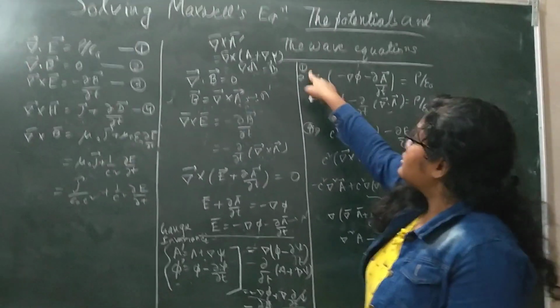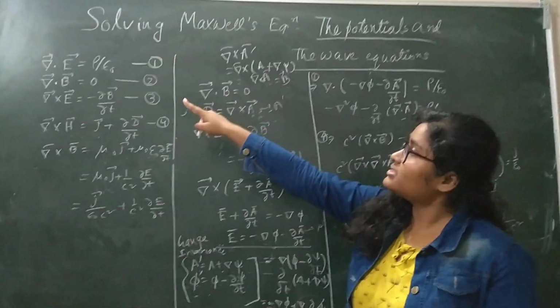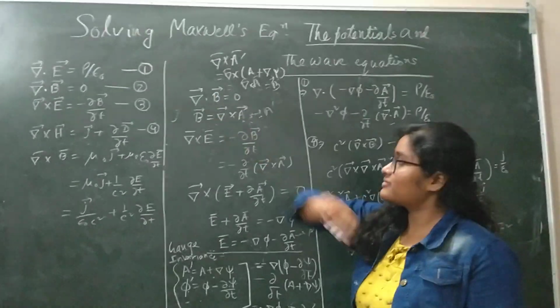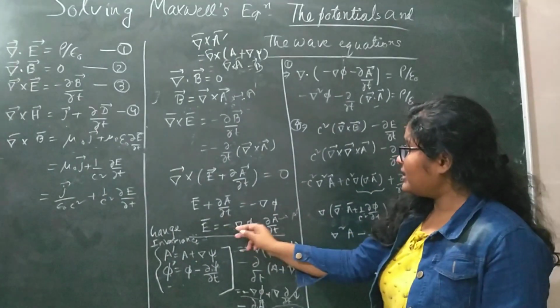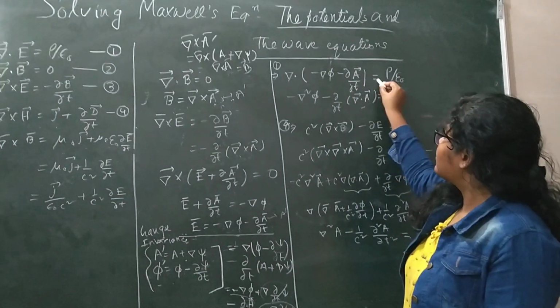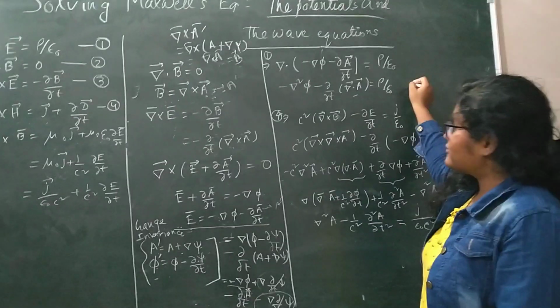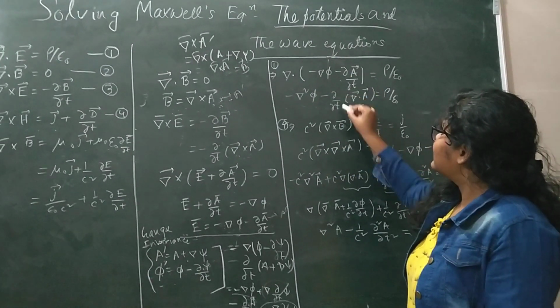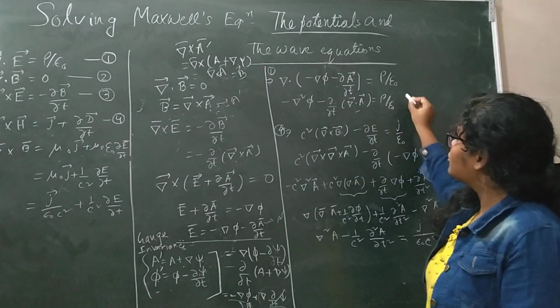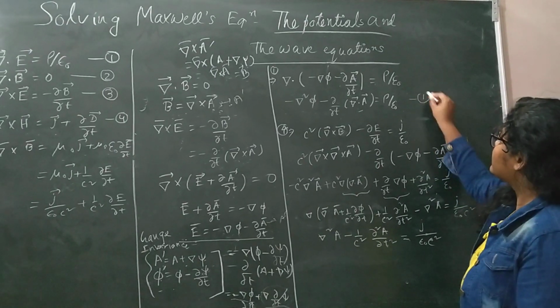Now the first Maxwell equation is divergence of E equals rho by epsilon naught. So in place of E we write minus grad phi minus del A by del t equals rho by epsilon naught. Simplifying it, minus del square phi minus del t of del dot A equals rho by epsilon naught. This is our first equation.